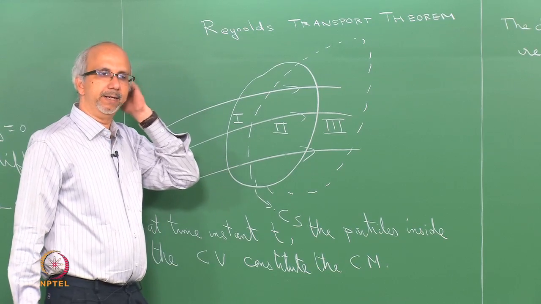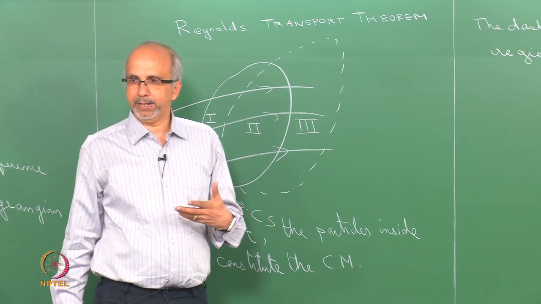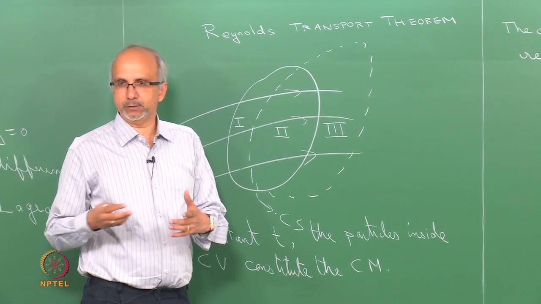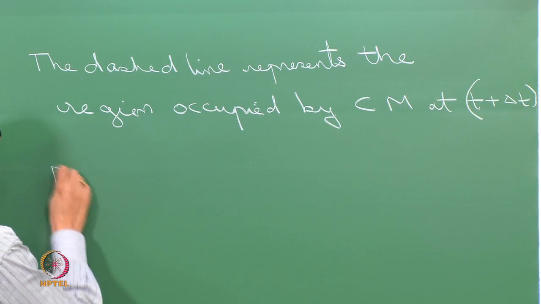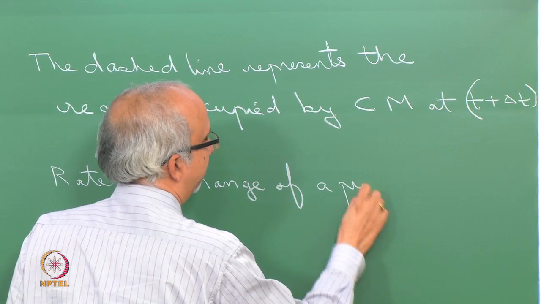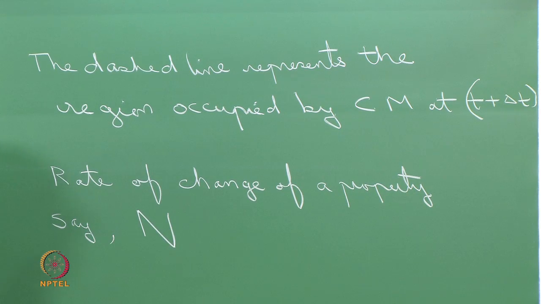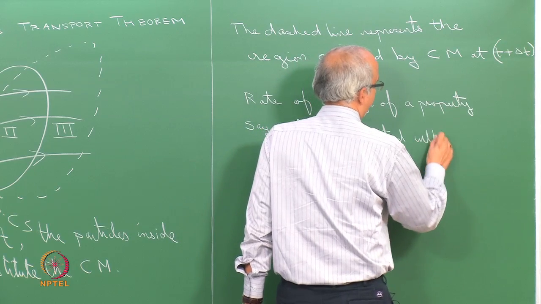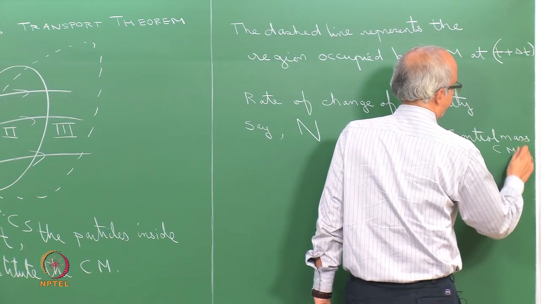Okay. And what I want to do is look at the rate of change of a particular property associated with the control mass. So you can have the property associated either with the control volume or with the control mass. What we will do is look at the rate of change of a property, say, I am just going to call it capital N, associated with the control mass, CM.